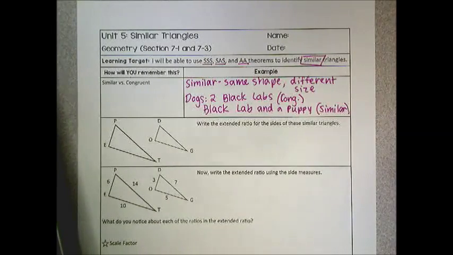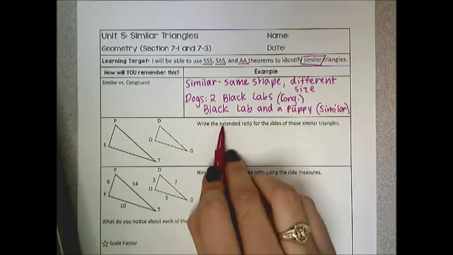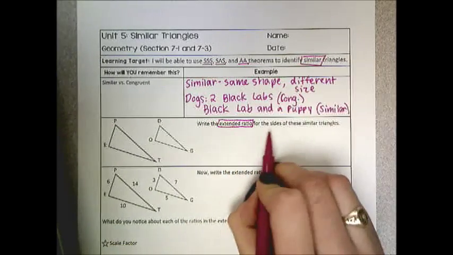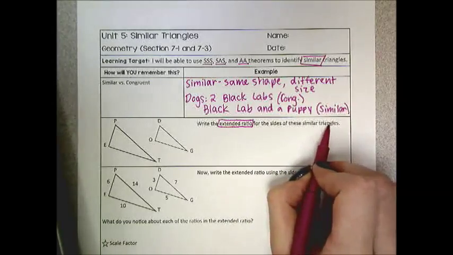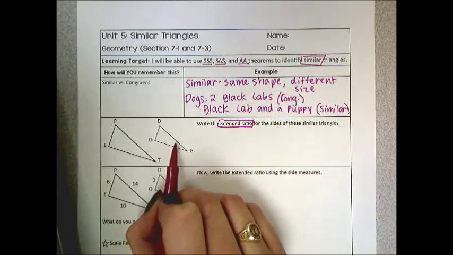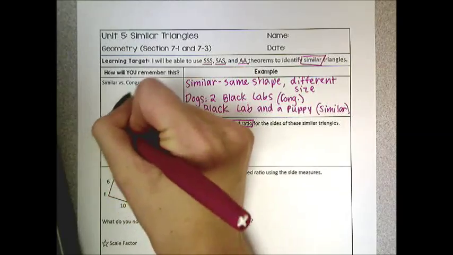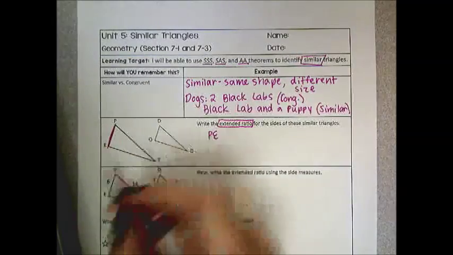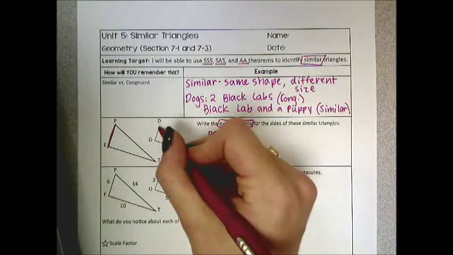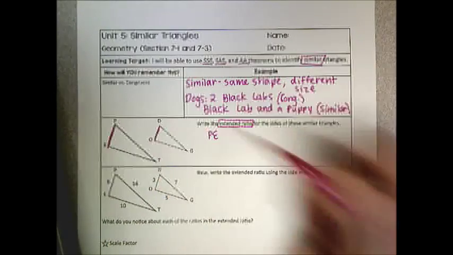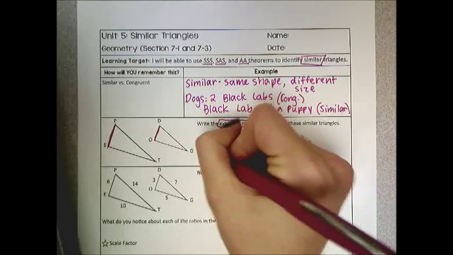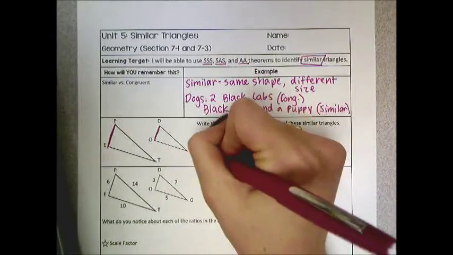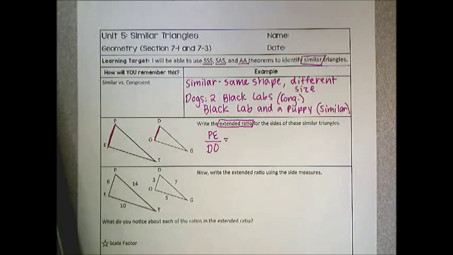To compare similar triangles, we're going to write things called extended ratios. The extended ratios help us compare sides of similar triangles. If I look at these two triangles here, I'm going to use a color and start with side PE. Side PE in this triangle compares to side DO over here. To write the ratio, I'm going to use some fractions, and I just write the ratio of those two sides.